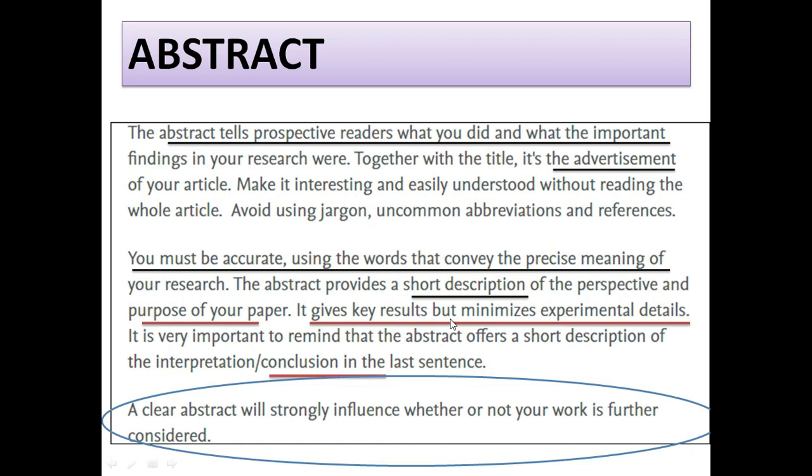The abstract provides a shorter description of your research manuscript and the purpose of your paper. It gives key results but minimizes experimental data, which is very important, by highlighting your results. Every abstract should have a last sentence with a conclusion. A clear abstract will strongly influence whether or not your work is considered at the editorial processing.